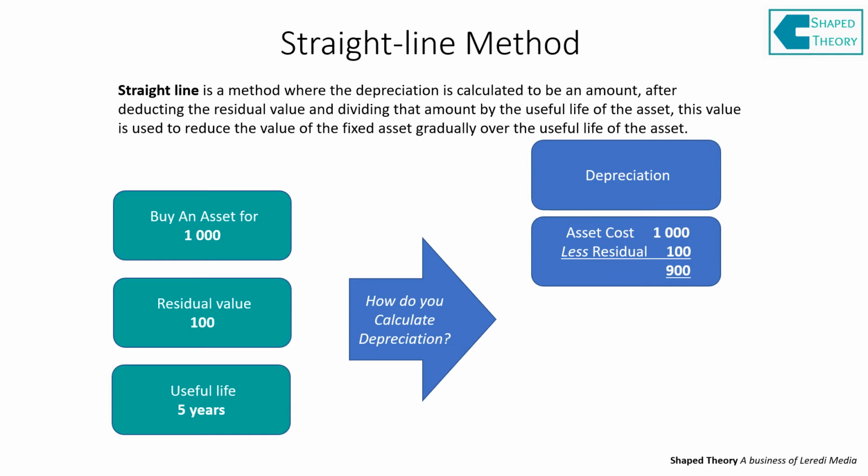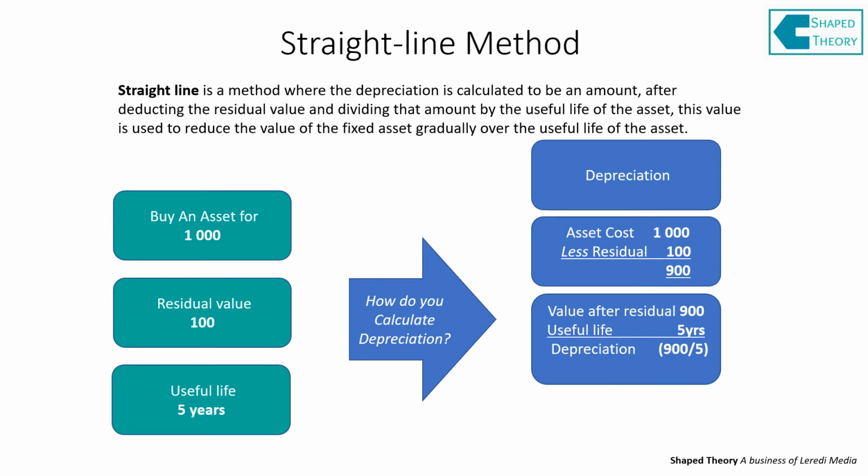This is an amount that we should use to calculate the depreciation amount. We will therefore take the 900 and divide it by the useful life of the asset, which is 5 years, which will result in a depreciation of 180. This is how we calculate depreciation using the straight line method.